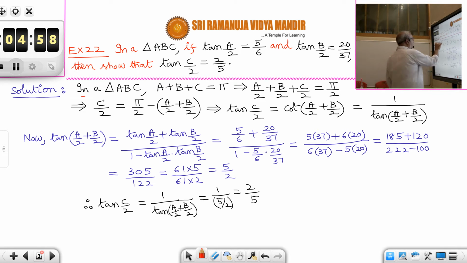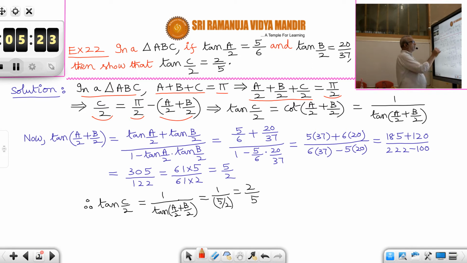Okay, so in a triangle, you know that angle A plus angle B plus angle C is equal to pi radians. Pi radians means 180 degrees. So dividing by 2, you get A by 2 plus B by 2 plus C by 2 is equal to pi by 2 radians, means 90 degrees. Therefore, C by 2 can be written as pi by 2 minus A by 2 plus B by 2.